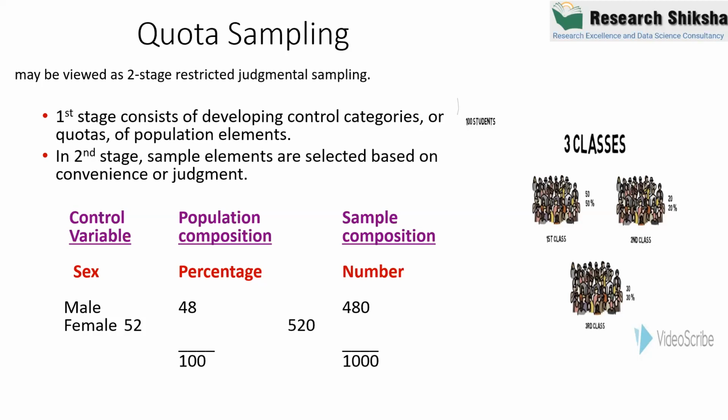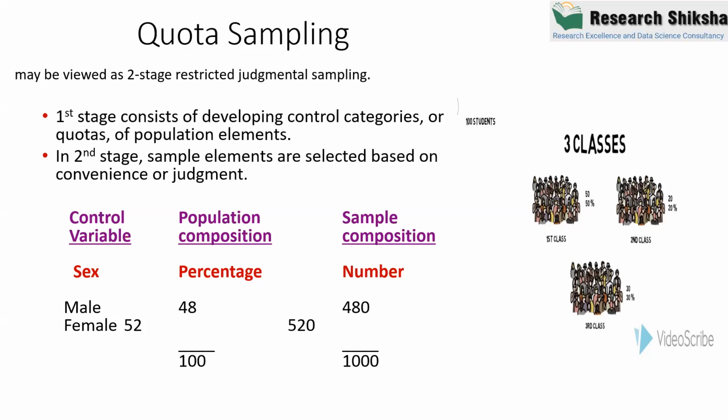Now, after deciding the quota, I can go for convenience sampling or I can go for judgmental sampling. So after deciding the quota, if I go for convenience sampling, I call it quota convenience sampling. Or after deciding the quota, if I go for judgmental sampling, then I will call it quota judgmental sampling. So quota sampling is not complete in itself. You have to go for some convenience or judgmental sampling after deciding the quota, right?